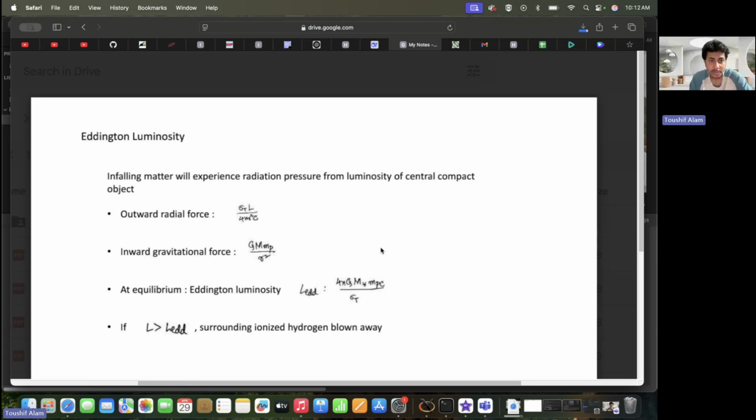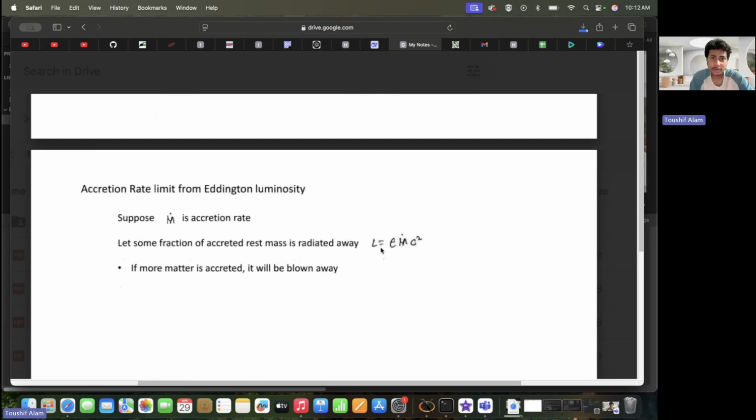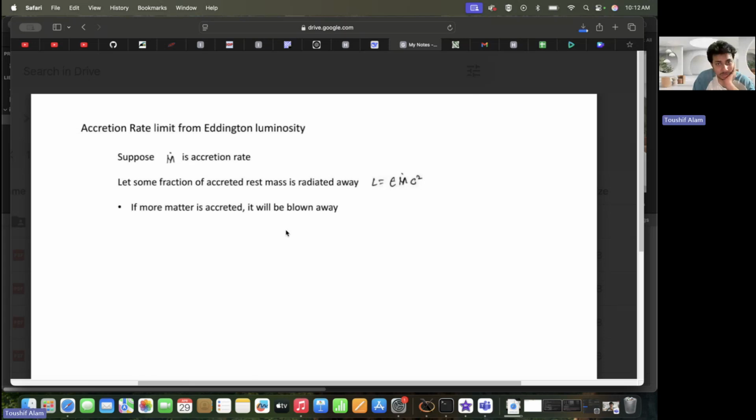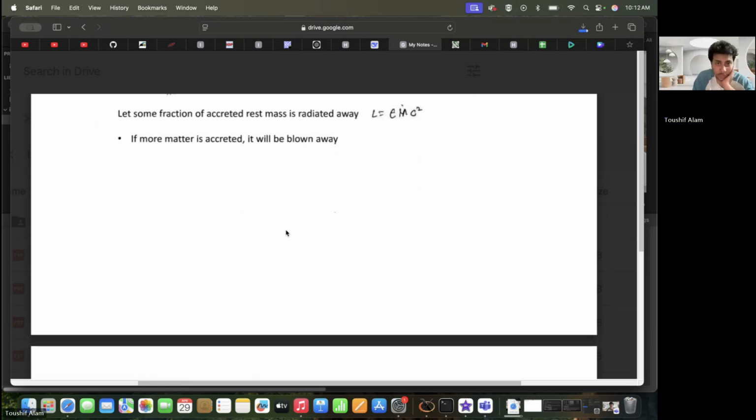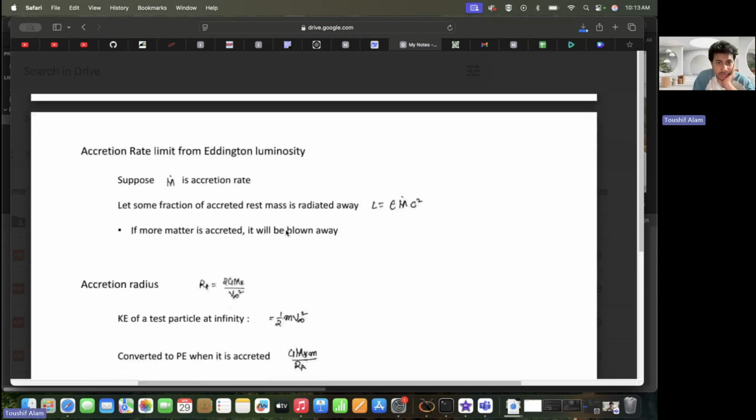Accretion rate limit for Eddington luminosity: suppose m dot is the accretion rate, and some fraction of the accreted mass is radiated away, some fraction of m dot. So L is equal to epsilon m dot c square. If this is the luminosity, then if more matter is accreted, it will be blown away. This is the rate limit.